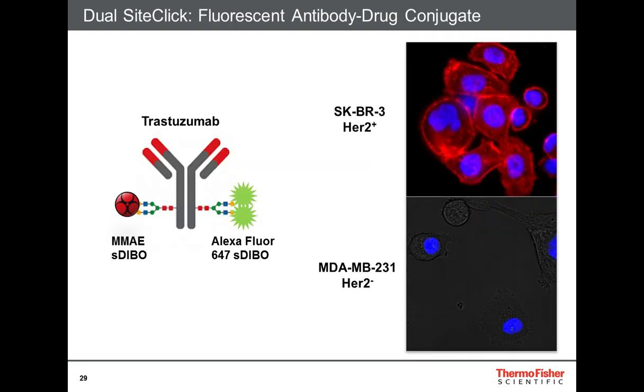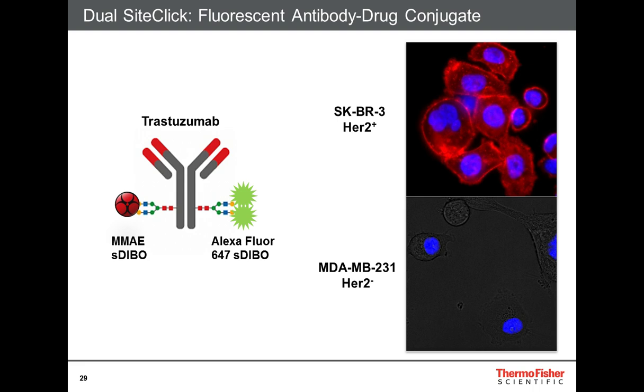Now, we can go beyond the Alexa Fluors and actually combine 2 things in a conjugation reaction. So for this experiment, we used monomethyl auristatin E S-dibo, which happens to have a cleavable linker, so that when this antibody enters a target cell, the toxin will be freed and able to be released and attack the tubulin in the target cell. For this conjugation, we made a cocktail of our MMAE and our Alexa Fluor 647. So the product is a dual labeled antibody, or essentially a fluorescent antibody-drug conjugate.